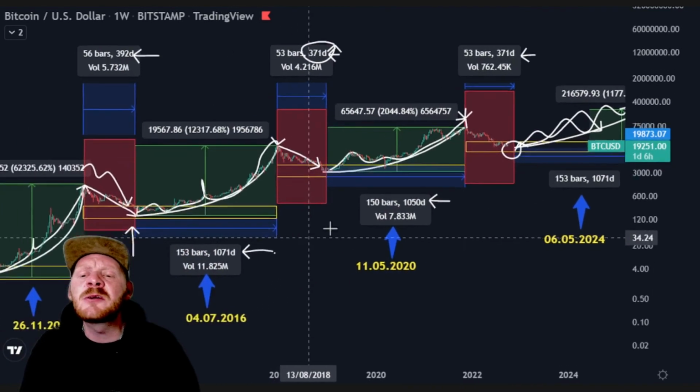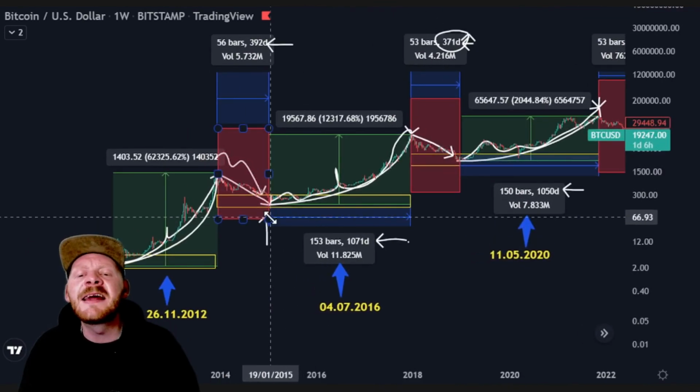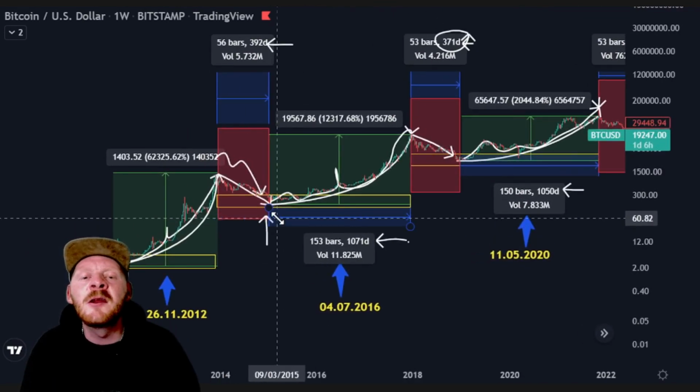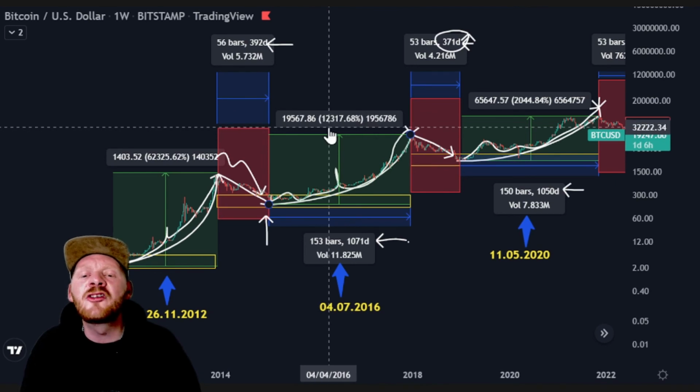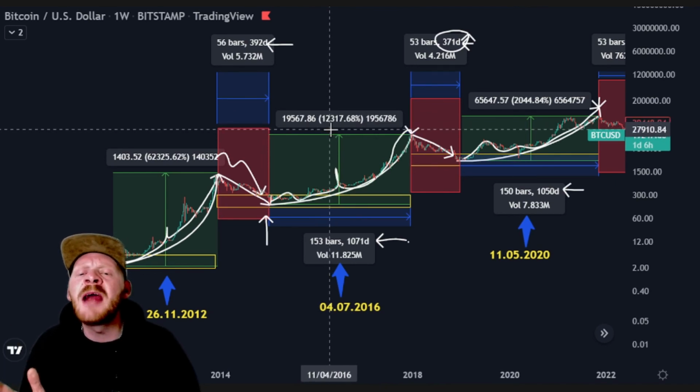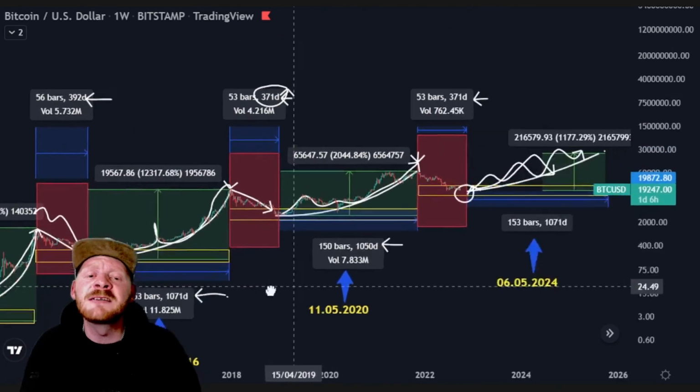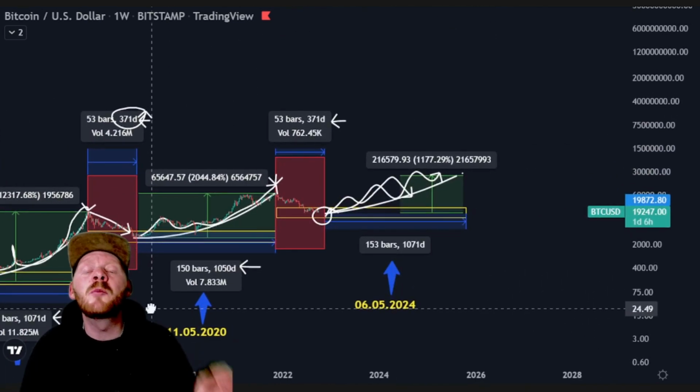And guys, let's look at the previous cycles. We could see that in the year 2015 all the way to the new all-time high in the year 2017, where we have reached $19,000, we had a percentage gain of 12,317%.